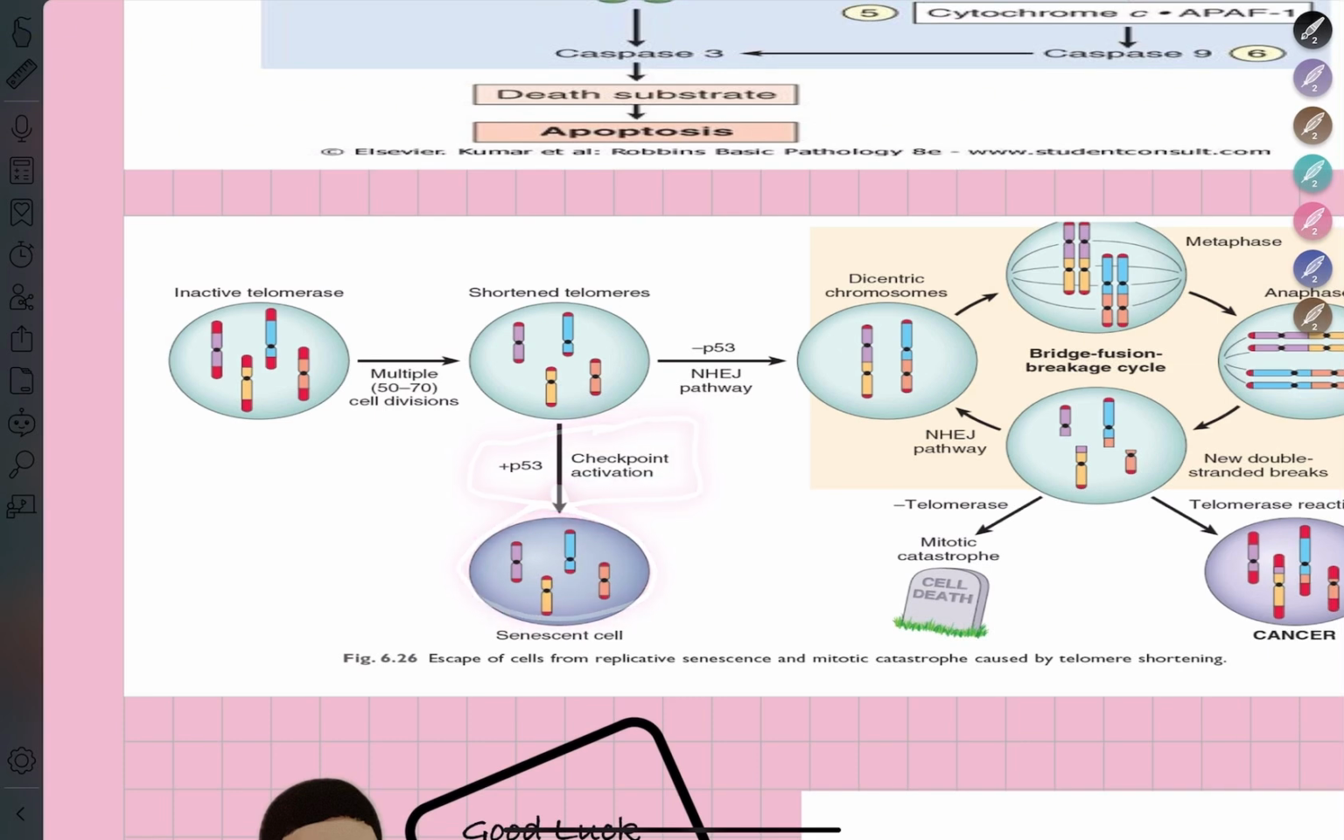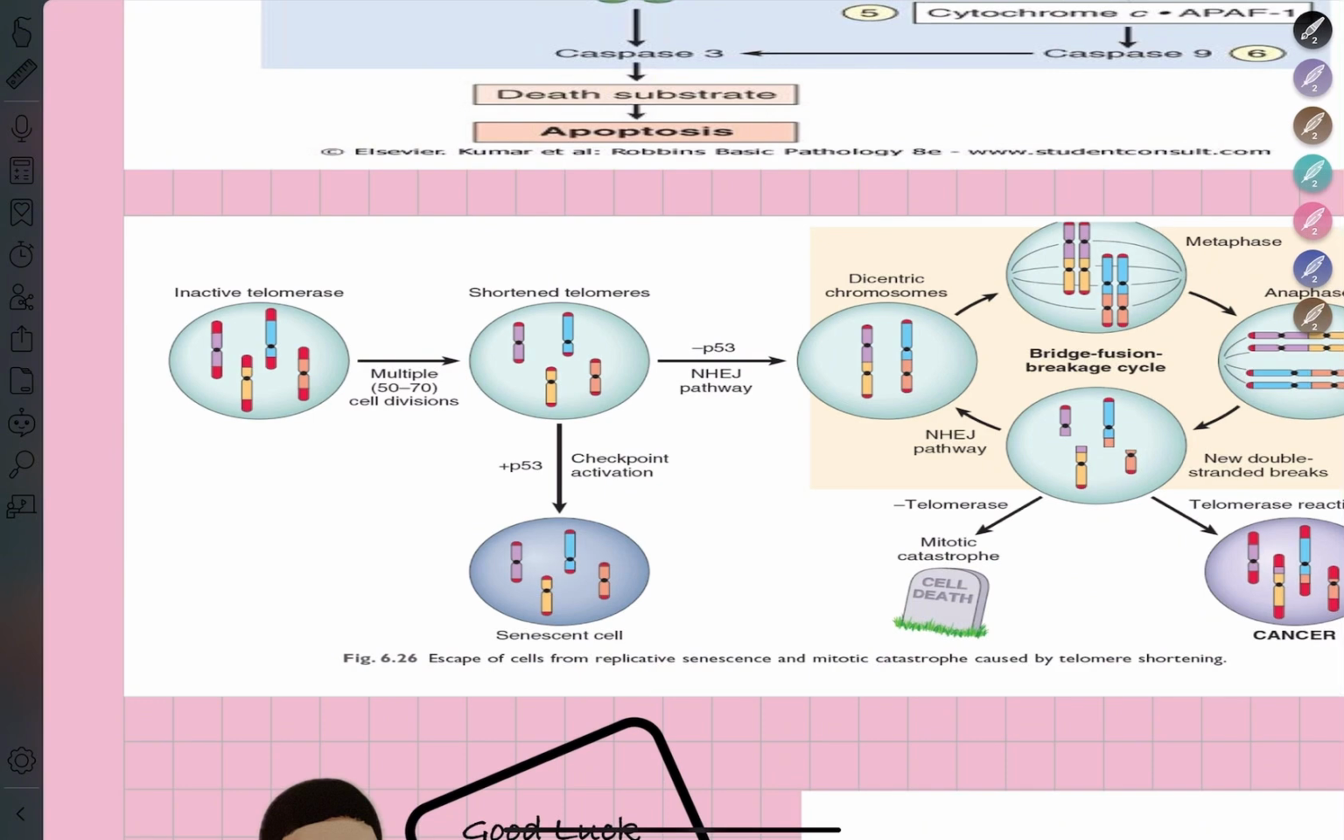I don't want the cell to die. I want it to stay alive, but I do not want it to proliferate anymore. So I put it in senescence. But what if P53 is mutated? What if the defense mechanism is mutated? Does that mean you're done? Does that mean cancer arises instantly? No.